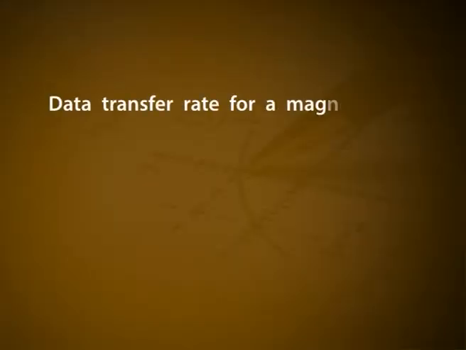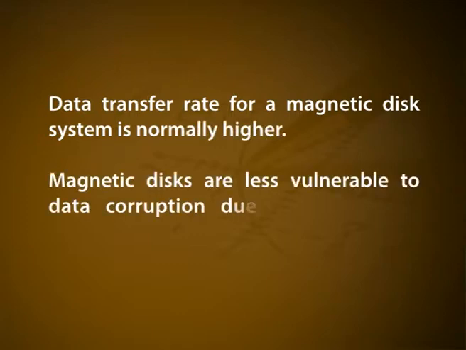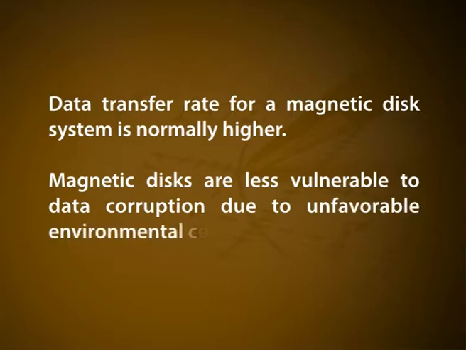Except for the fixed type Winchester disk, storage capacity is virtually unlimited. Due to low cost and high data recording densities, cost per bit of storage is low. Data transfer rate for a magnetic disk system is normally higher. Magnetic disks are less vulnerable to data corruption due to unfavorable environmental conditions.